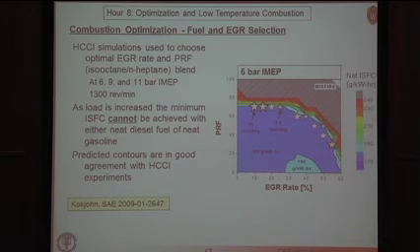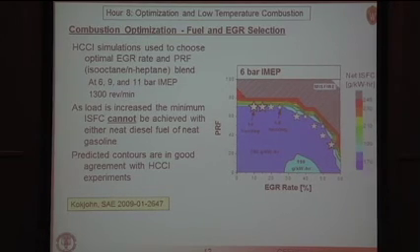So the first thing we did when we wanted to look at low temperature combustion was to say what type of fuel would make a good fuel for low temperature combustion. And we did some HCCI simulations using different EGR rates and PRF, or isooctane N-heptane blends. And we did this at 1 engine speed and 3 different loads. What I'm showing you here is the result for 6-bar IMEP.